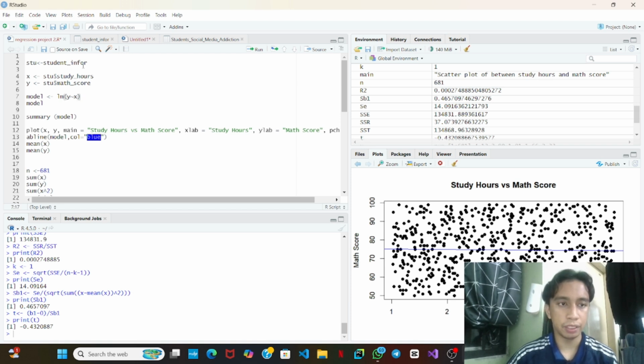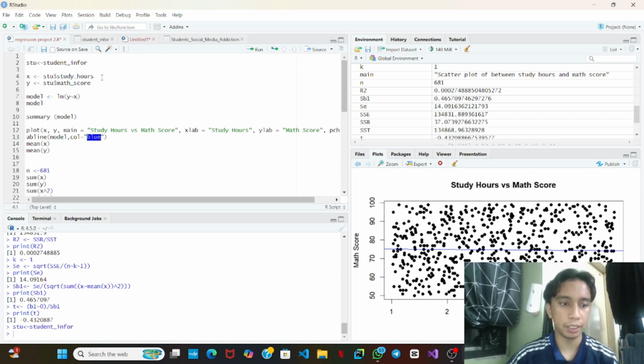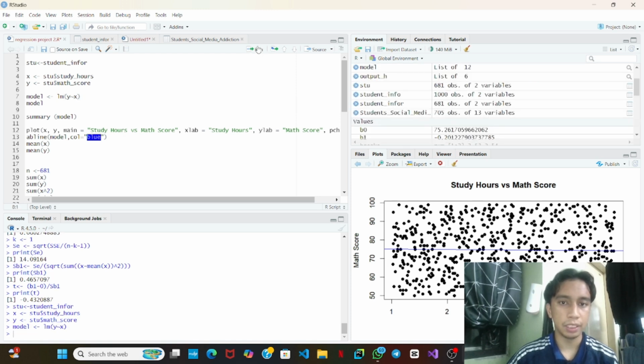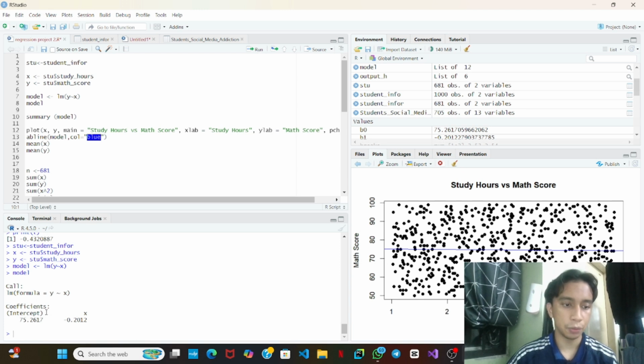Then we move on, and I run it line by line. So we just import our data set, and then we set our x and y. And then there's a function for the regression. We have the model. So LM actually means linear model. And then we call that model. So we have here our intercept, which is 7.75.2617, and our slope, which is negative 0.2012.